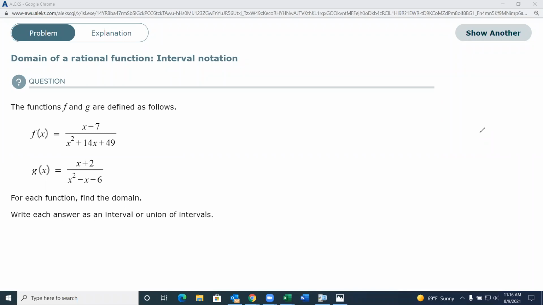So if we're finding the domain for f, that's part A, that's part B, actually, I'm just going to do part B only because A is done the same way. You would say, well, the denominator cannot be 0 because you can't divide by 0. So I just write that down. Denominator cannot equal 0.